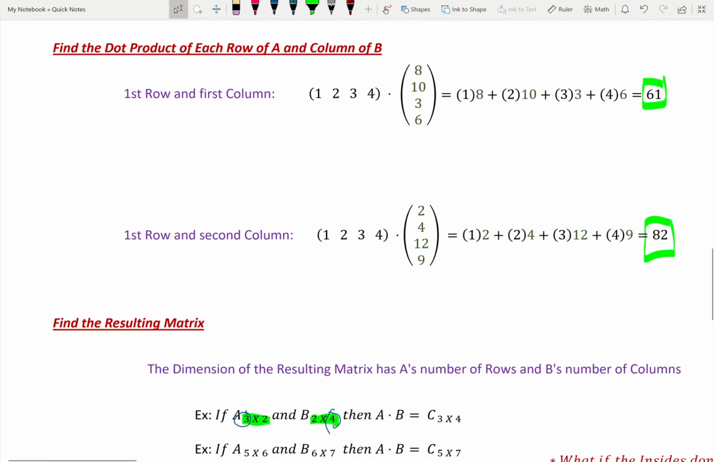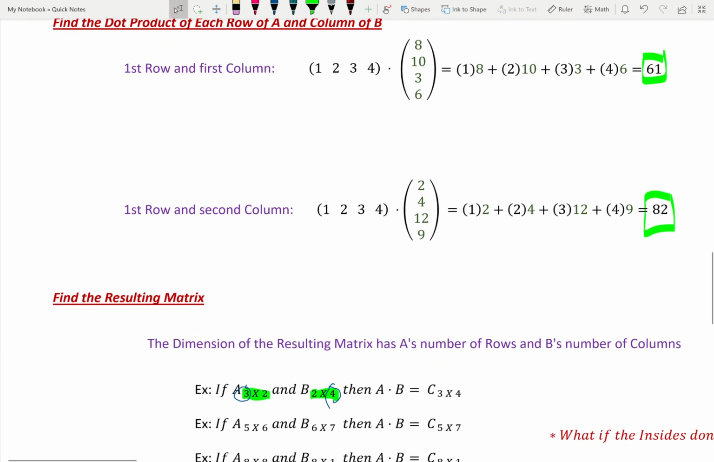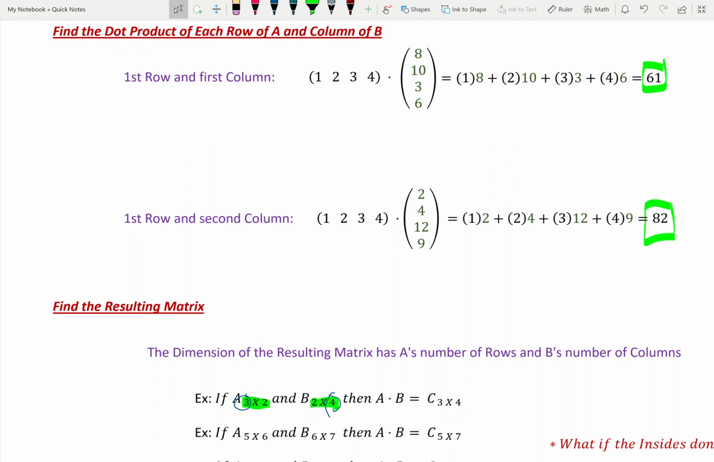Okay, so let's look at another example. If I have matrix A that's 5 by 6 and matrix B which is 6 by 7, then after we do matrix multiplication, the result will be a matrix of 5 by 7. So take the row of the first one and the column of the second one.